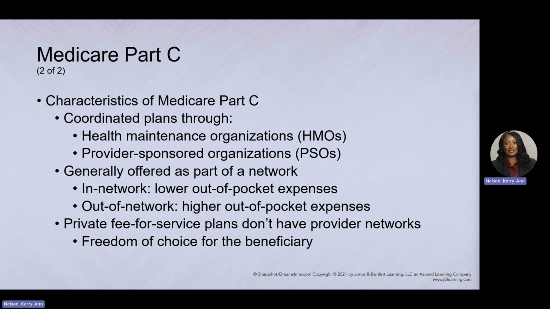Some characteristics of Medicare Part C include coordinated plans through health maintenance organizations or HMOs, and provider-sponsored organizations. It's generally offered as part of a network. So if it's in network, there's a lower out-of-pocket expense, as opposed to if it's out of network, there will be a higher out-of-pocket expense. Private fee-for-service plans don't have provider networks, so it is the freedom of choice for the beneficiary.